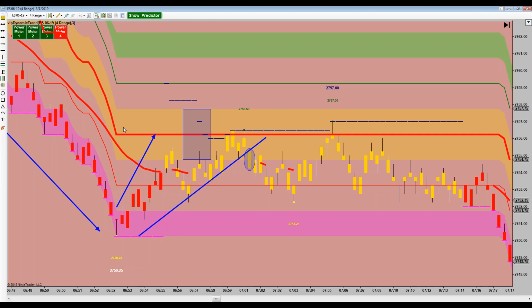Another way to do it is to put a region box here. Using the Object Trader tool, you would simply engulf the candles like such. And when it closes outside, you would also be filled on a market order short on the close of this bar right here.